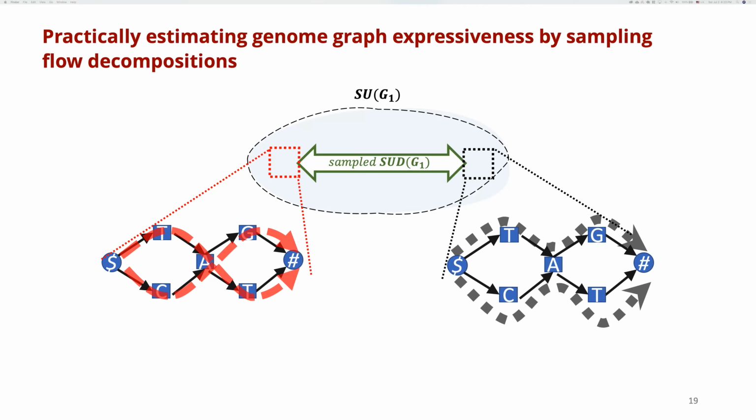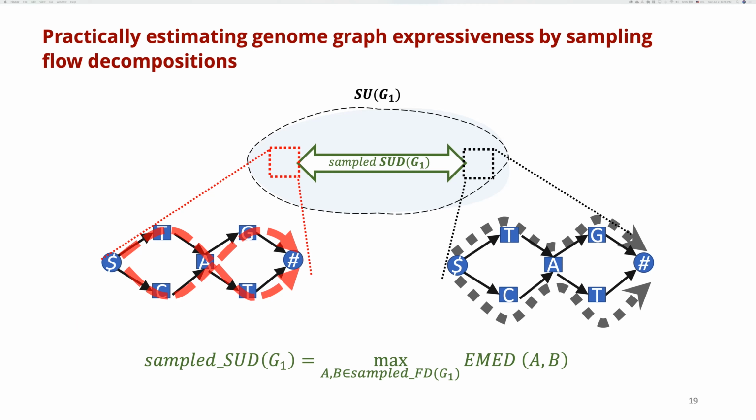In order to estimate the deviation, we need to first quantify genome graph expressiveness practically. We do that by sampling flow decompositions in order to compute the sampled SUD. Recall that each element in the sampled string set universe is coming from spelling a flow decomposition of a genome graph.